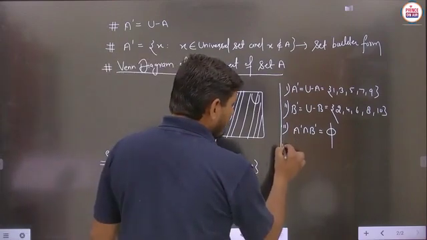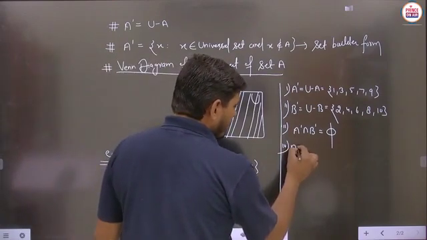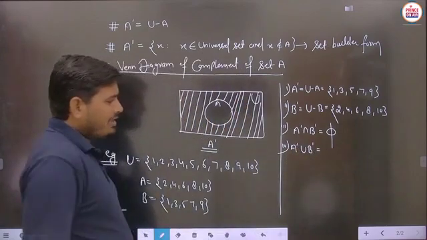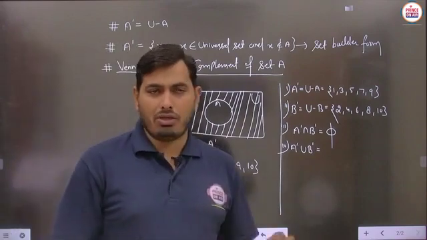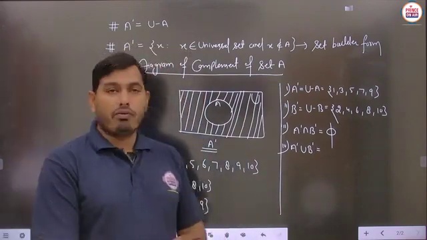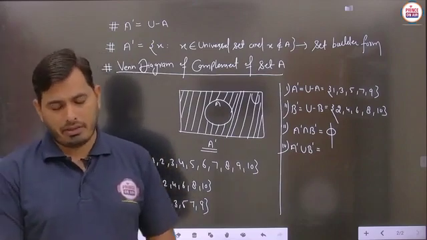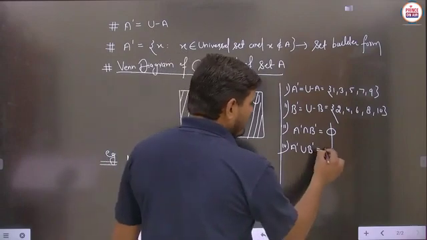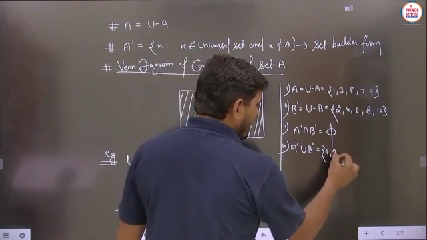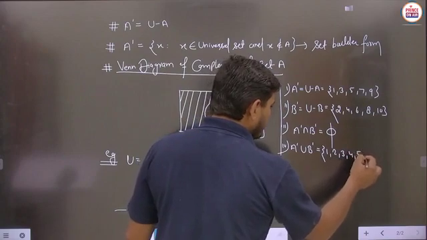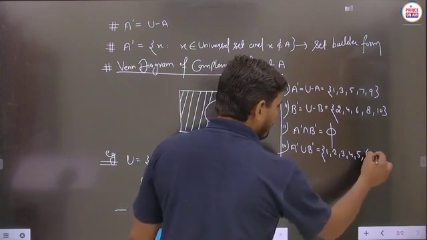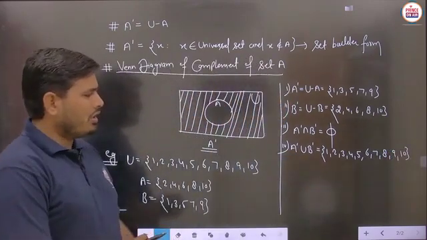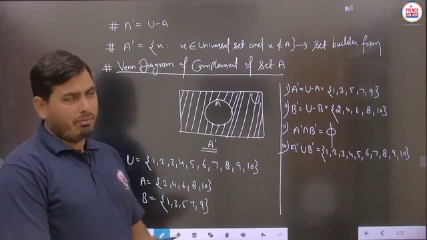Suppose in the next part we have to calculate A dash union B dash. Then what should be the answer? So A dash union B dash. What is the basic meaning of union? We have to join all the elements of A and B. Then we will write all the elements of A and B, and it will again be the universal set, no problem. So 1, 2, 3, 4, 5, 6, 7, 8, 9, 10. Is it clear? So easily you can write down A dash union B dash.